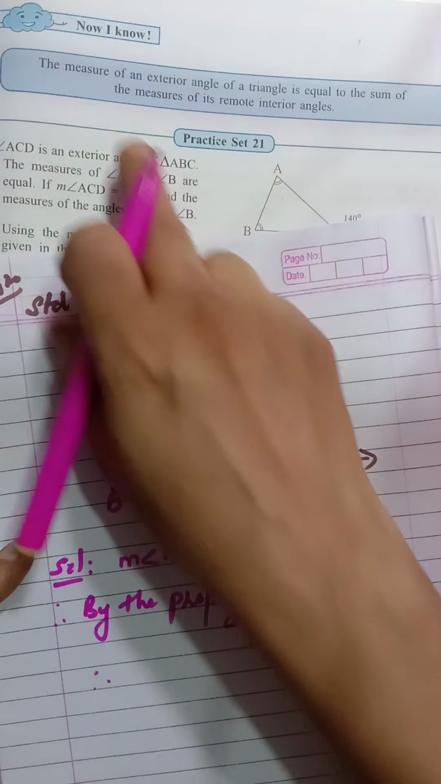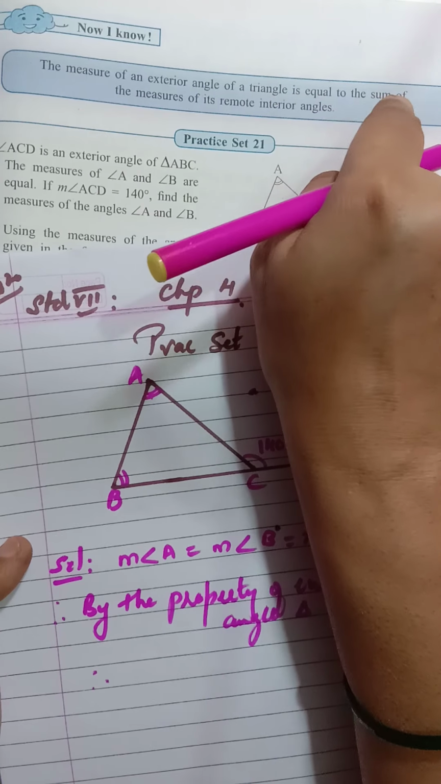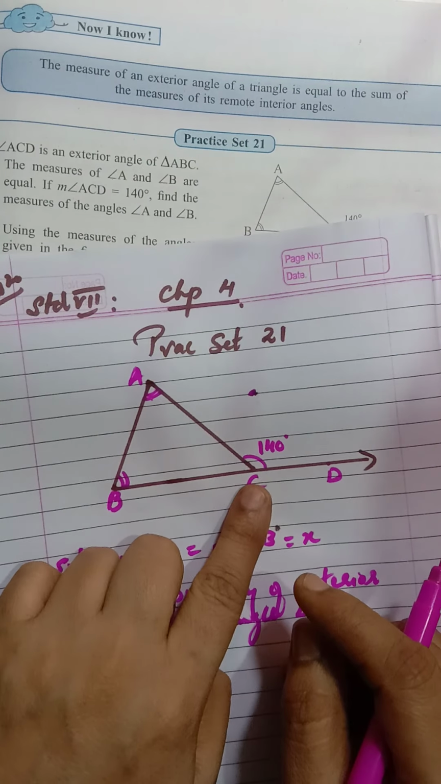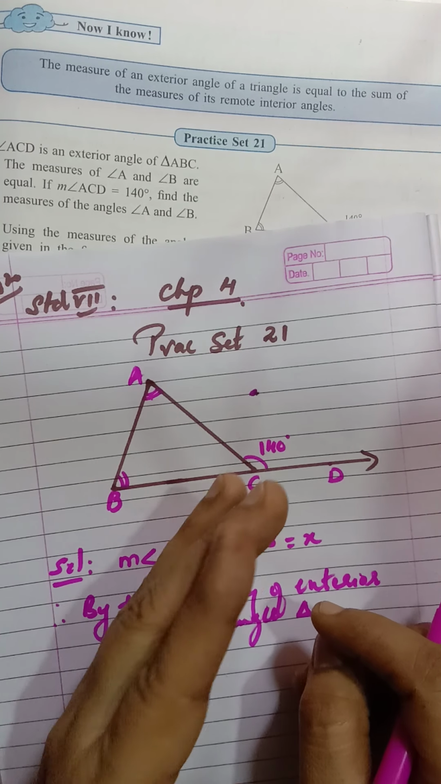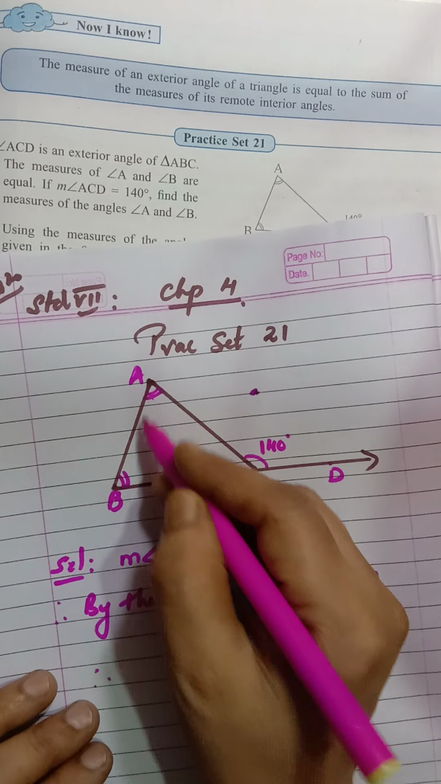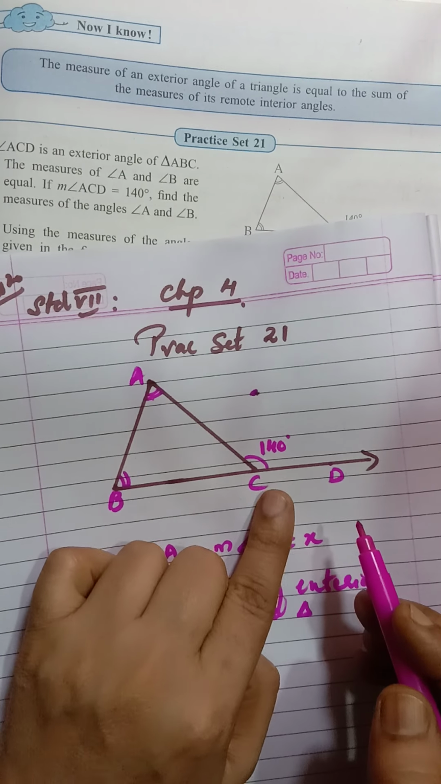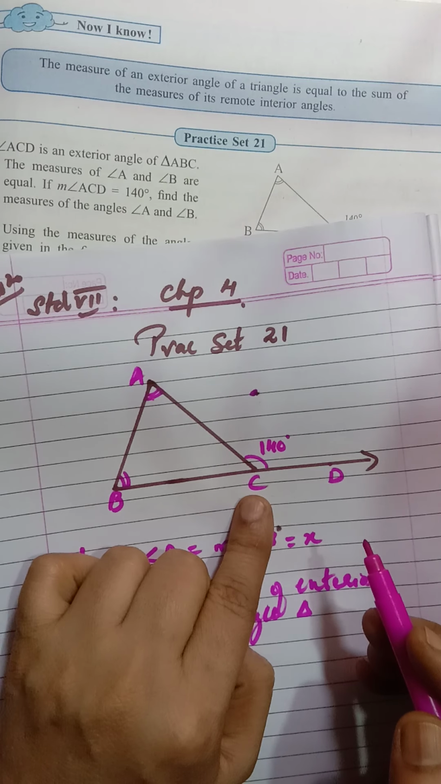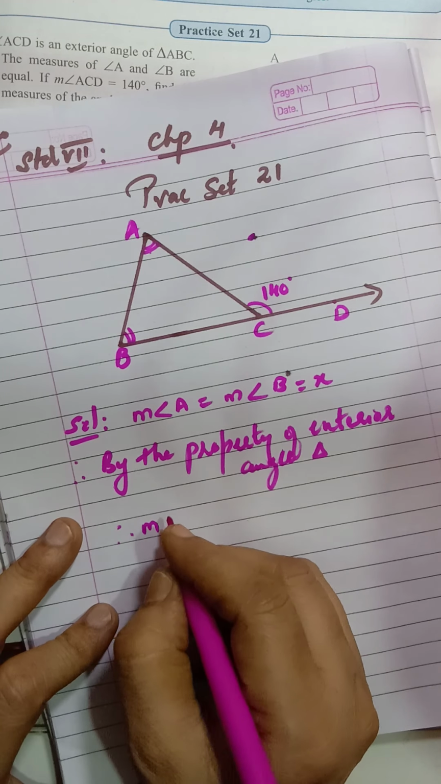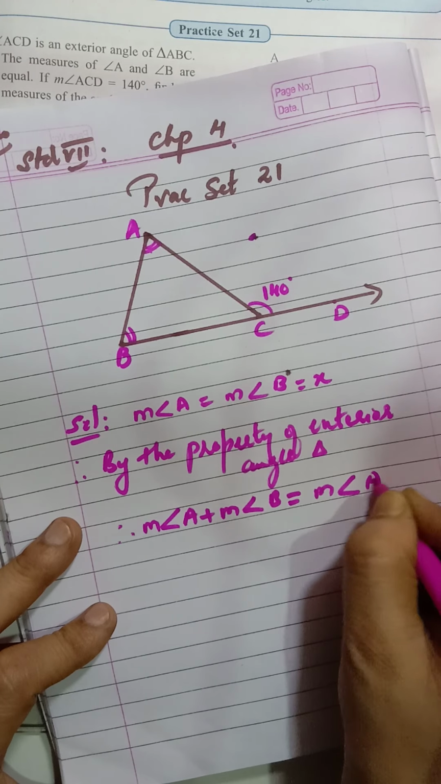Yes or no? We have the property here: the measure of an exterior angle of a triangle is equal to the sum of the measures of its remote interior angles. And for this angle ACD, which are the remote interior angles? In the previous video I also explained, but I am saying again, angle A and angle B are away from it, so angle A and angle B will be the remote interior angles for angle ACD. Therefore we will get measure of angle A plus measure of angle B is equal to measure of angle ACD.